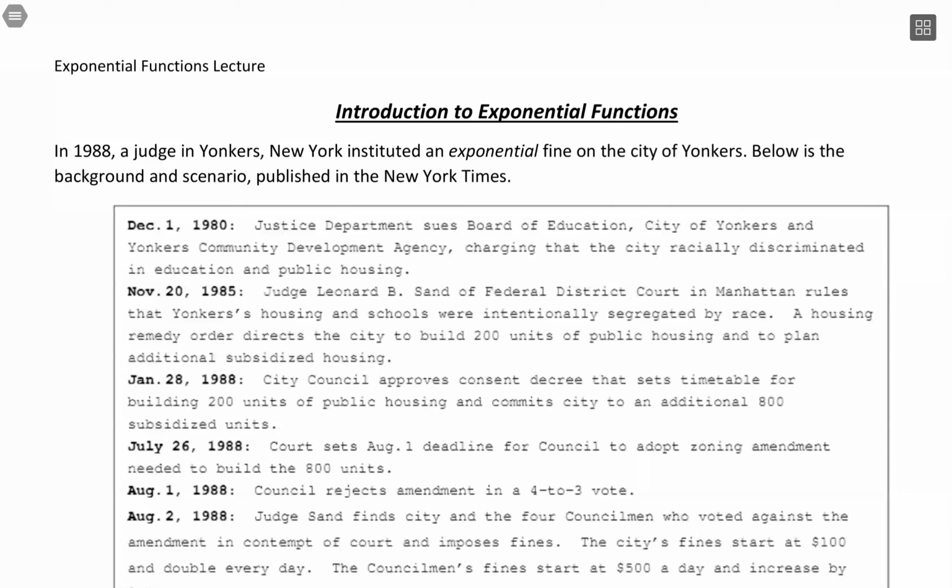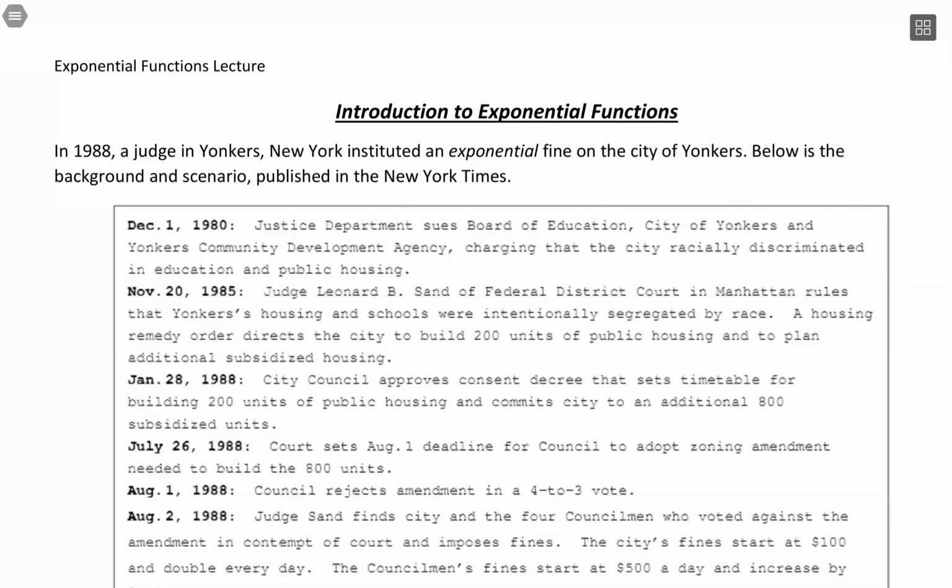So in this section, we're going to start our work with exponential functions. We're going to go through an example to get an introduction, and we'll compare linear functions, which is something we've used a lot in algebra so far, to our new function, exponential. We're going to look at this real case from 1988 with a judge in Yonkers, New York.